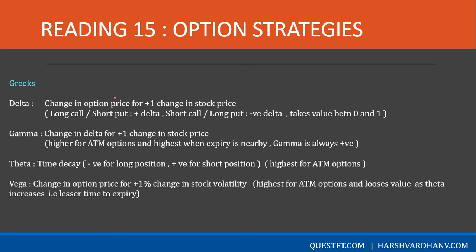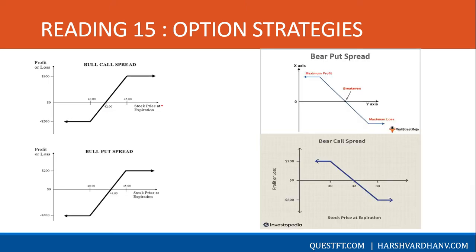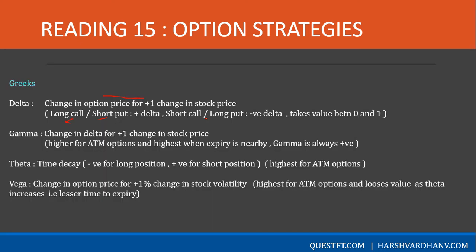So we know that delta is the change in the option price for 1 point change in the stock price. Long calls and short put: we saw over here that long call and short put will have the same payoff. So long call and short put has positive delta. Short call and long put has negative delta, and delta always takes a value between 0 and 1.